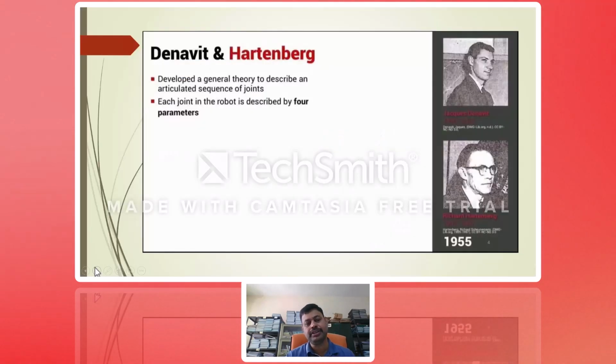Next, I am coming to the DH representation. This is also an important topic. It was developed by Denavit and Hartenberg, so generally it is called the DH representation, a representation of the robot end effector.